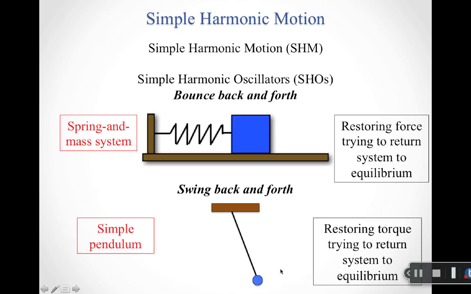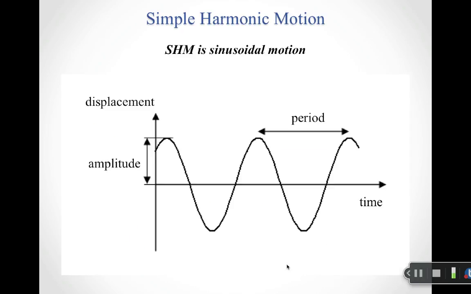And as you pull the mass away from hanging vertically, and you pull it up in this direction and let it go, then what you're going to see ends up happening is that there's a restoring torque that's trying to get the system back to just hanging vertically. All right, so these are the two types of simple harmonic oscillators that we'll talk about. Simple harmonic motion for both types is sinusoidal motion.